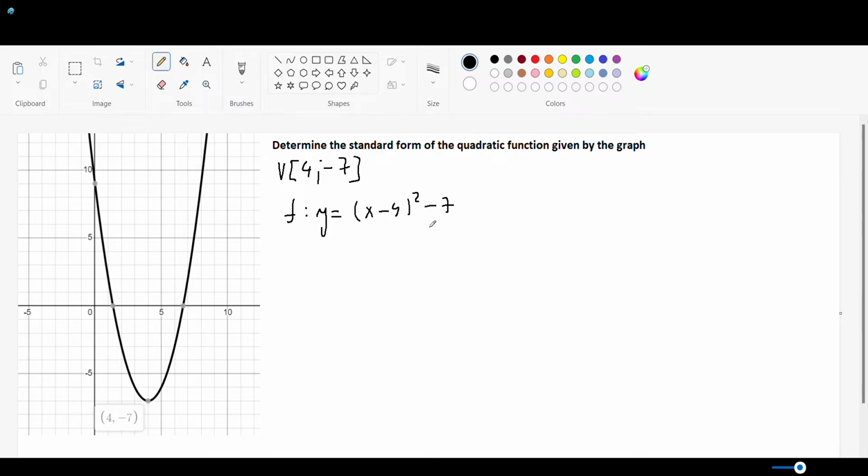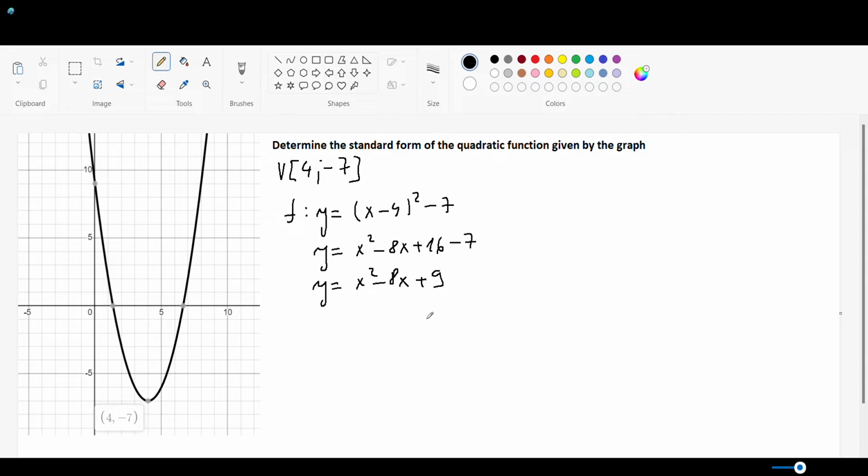This is almost 100% sure to be my function, but as the requirement is to have the function in standard form, we have to simplify this expression and provide the function in the form a times x squared plus bx plus c. So x take away 4 squared is x squared minus 8x plus 16, minus 7, which leads to the function x squared minus 8x plus 9.